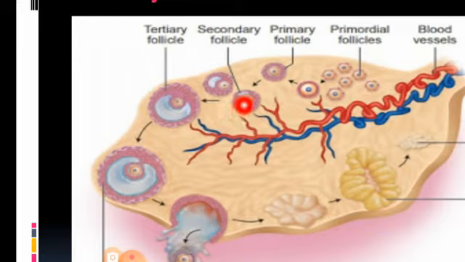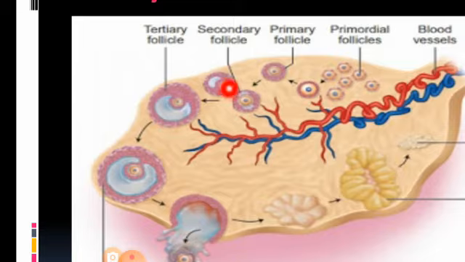And what happens? From the secondary follicle, the tertiary follicle will be formed. What is the difference between these two? Here, granulosa cells start to produce a fluid called liquor folliculi. This liquor folliculi is filled in the cavity called antrum. So this cavity is missing in the secondary and primary follicle. These are the major differences between primary, secondary and tertiary follicles.